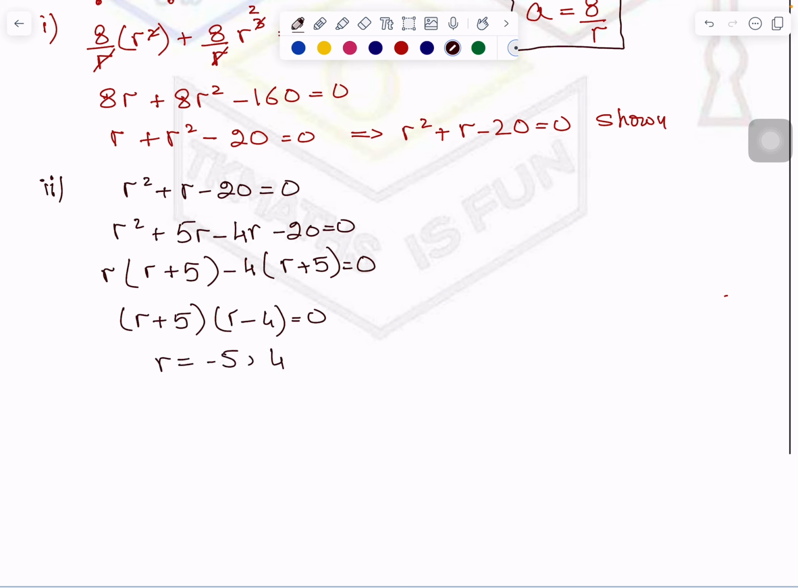And what was given in the question? That r is positive. So I will take this value of r. You can write here, since r is greater than 0, that's why I will take r equals 4.